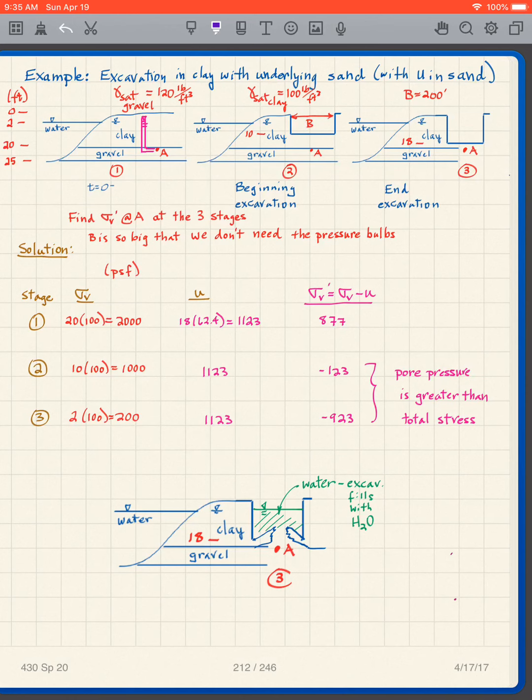Now the intended plan is to excavate to 18 feet. We're going to consider a point A here, which is at 20 feet, and I want to look at the effective stress at point A as we dig our basement. The saturated weight of the gravel is 120 pounds per cubic foot, the saturated weight of the clay is 100, and the width B of our basement is 200 feet.